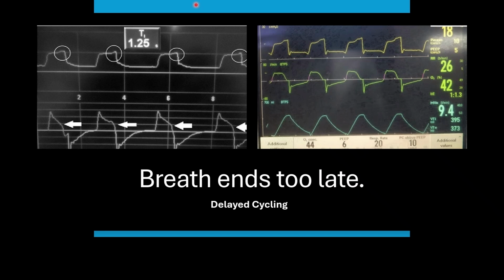The patient starts to exhale while the ventilator is still trying to push air in, which causes a spike in the airway pressure and can increase the patient's work of breathing, and can lead to something called auto-PEEP, air trapping, etc., because expiratory time is shortened, and this is common in patients with obstructive lung disease.